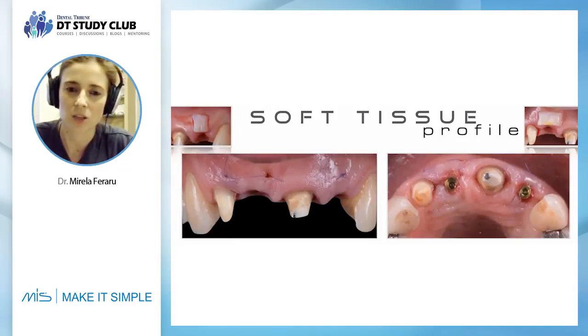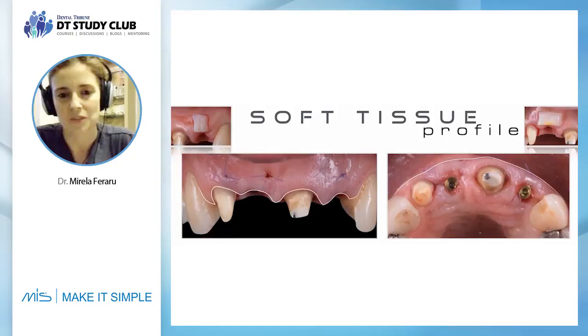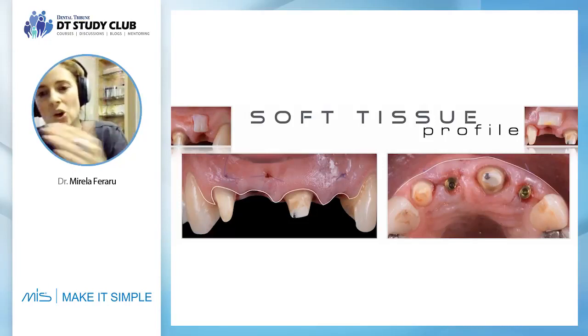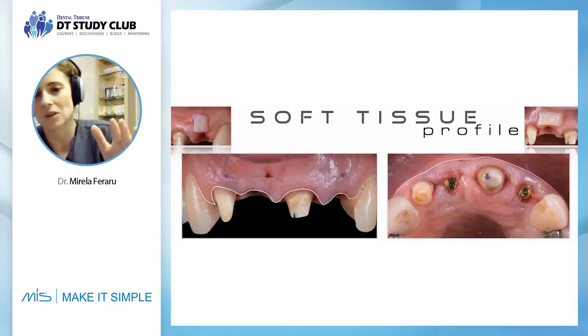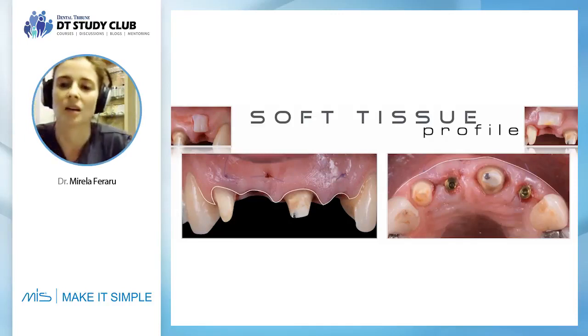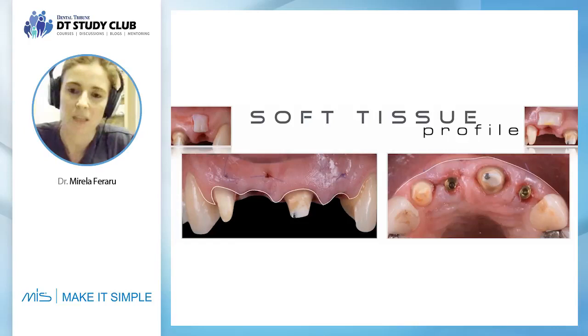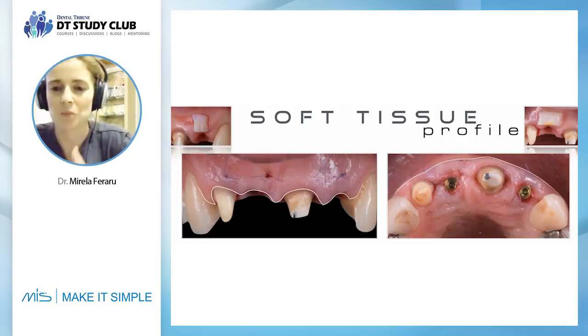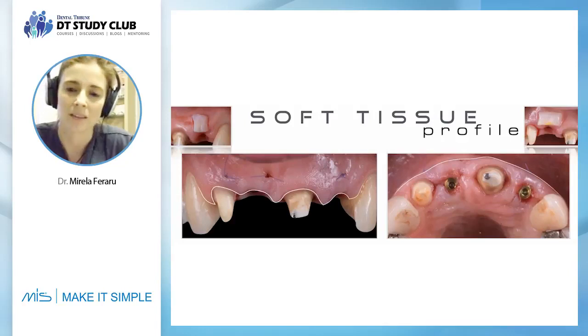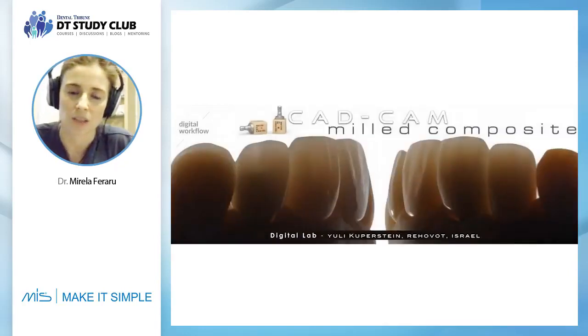So this was actually the profile immediately after surgery, and we see we changed the contours of the ridge from something concave to something convex, because that will allow us later on to manipulate them and to design them with our ceramic restorations.